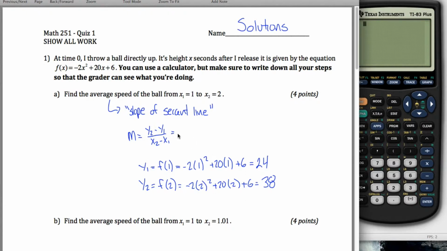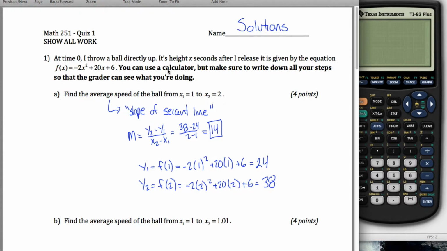Now I have the 2 y-coordinates. I plug those in. I got 38 minus 24 divided by 2 minus 1. Looks like, what, 14 over 1? In other words, 14. That's the speed of the ball, the average speed of the ball over this time period.